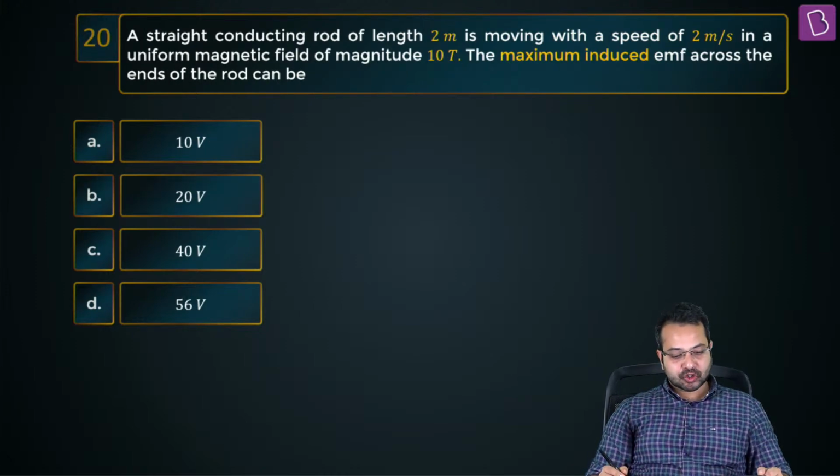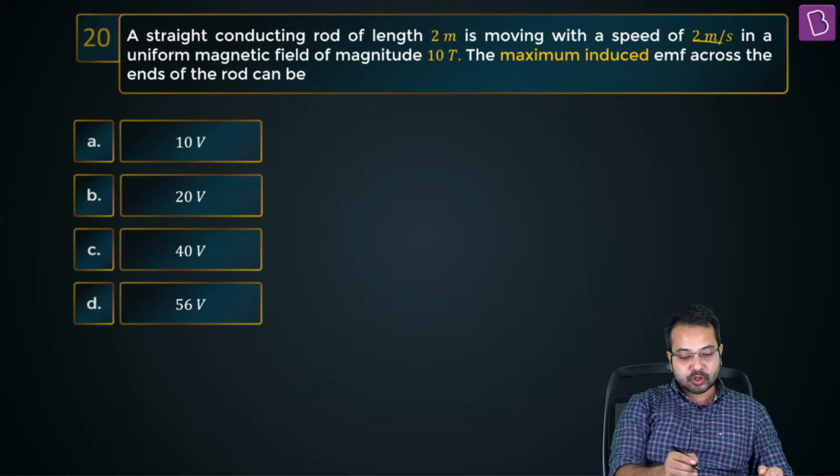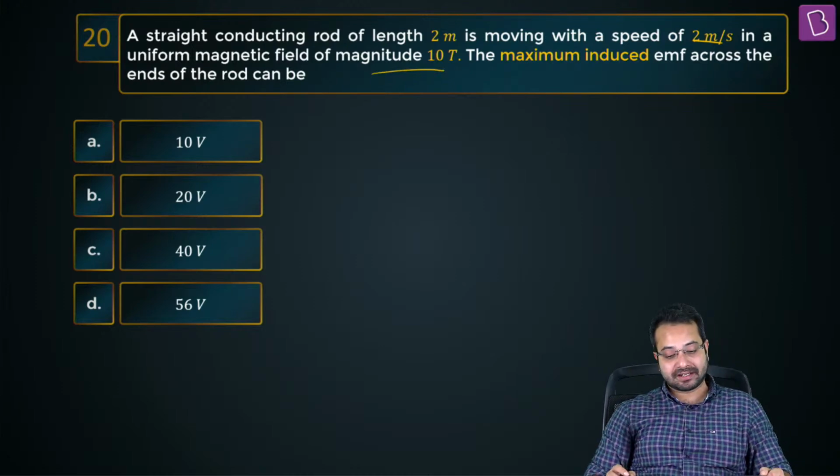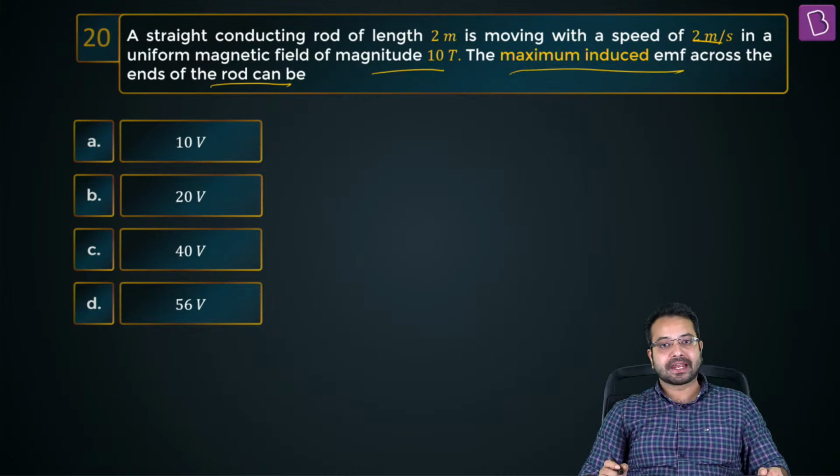Next. A straight conducting rod of length 2 meter is moving with the speed of 2 meter per second in a uniform magnetic field of magnitude 10 Tesla. The maximum induced EMF across the ends of the rod can be.